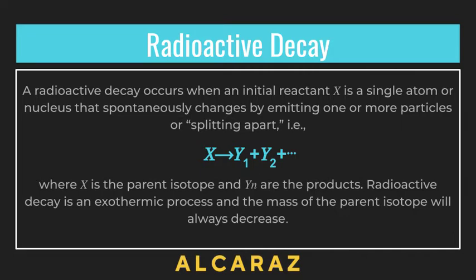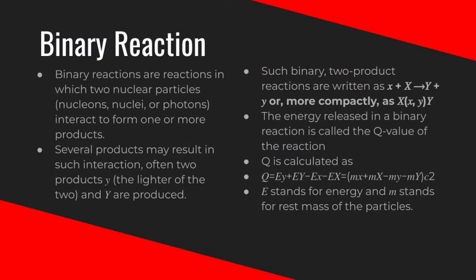Radioactive decay. Radioactive decay is a decay wherein there is a spontaneous breakdown of an atomic nucleus which results in the release of energy and matter from the nucleus. It also emits atomic nucleus particles or electromagnetic radiation that makes different isotopes of the same element or an atom of a different element. A binary reaction is a reaction where two nuclear particles interact and transform into one product.